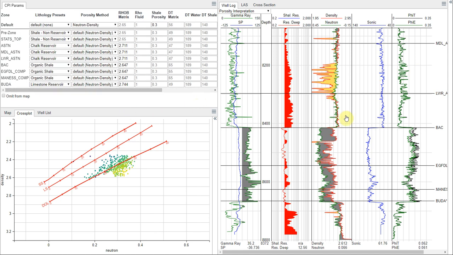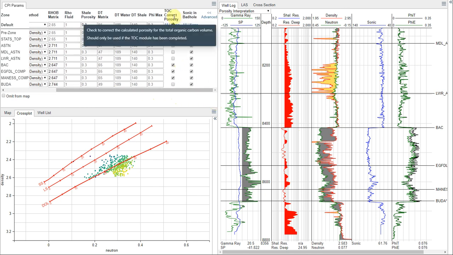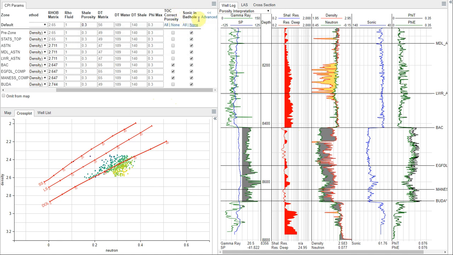So there are a couple of big questions here that relate to a couple of the options we have presented. Do we want to do a TOC correction on our porosity, and do we want to substitute in values where we have bad hole? We'll start with the easier of those, which is, do we want to substitute values in with bad hole?